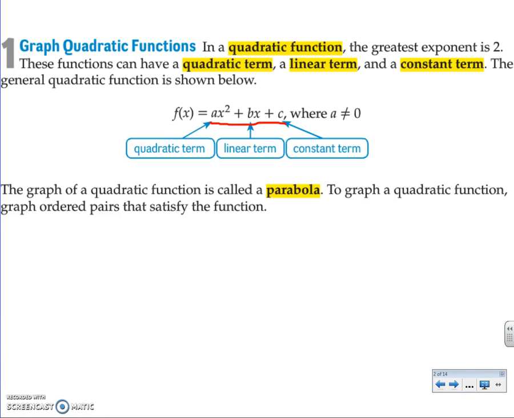And in that, there are terms. The thing with x squared is called the quadratic term. The thing with just a regular x is called the linear term. And the thing without any x's is just the constant term.